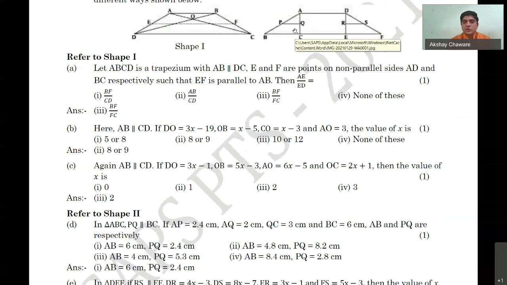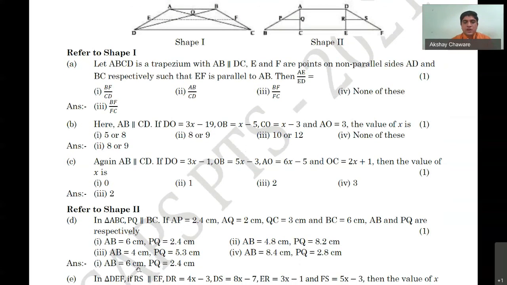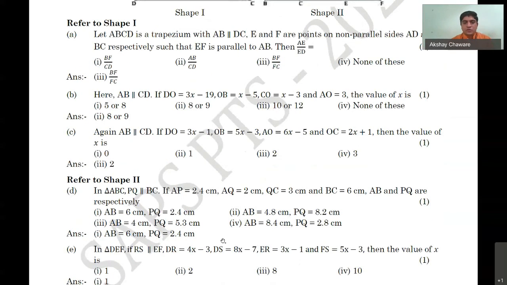See, here we can use BPT, but since we have to calculate the base, we should prove these 2 triangles, APQ and ABC, similar. If these two triangles are proved similar, we can take a ratio of their corresponding sides, and using the same relation we can find AB and PQ separately. So AB is equal to 6 and PQ is equal to 2.4.